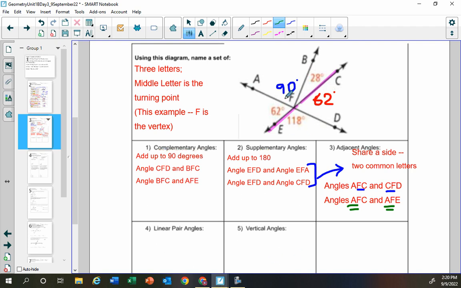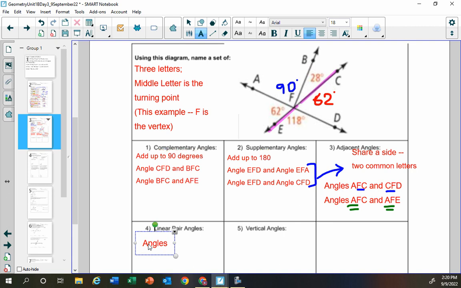Careful. AFE and CFD are going to go here. Wouldn't it be AFC too? AFC would work with CFD. You're right. That would work. So angles AFC and CFD. And then for vertical, you gave me a vertical pair, Amy.